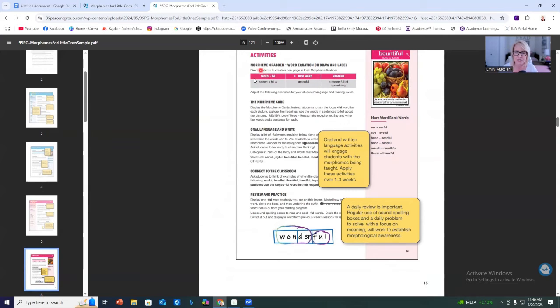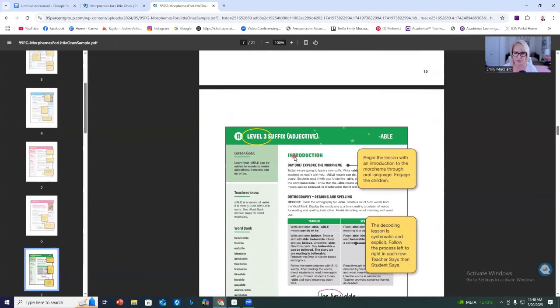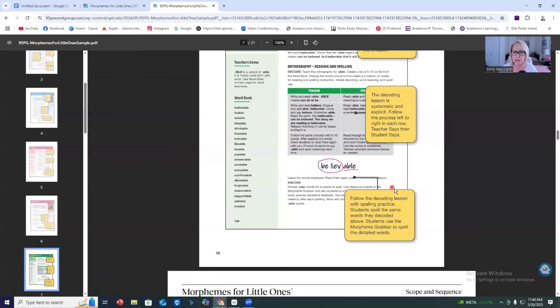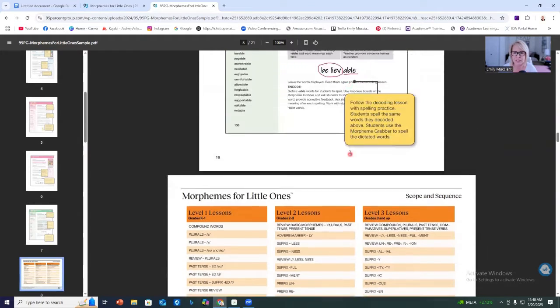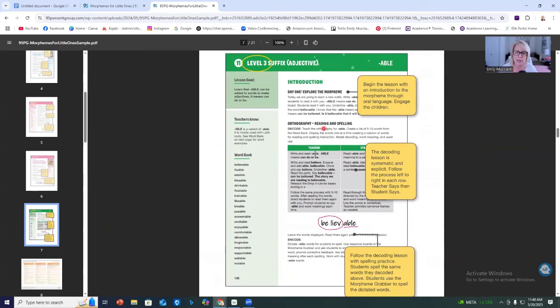And you can see here, here's that morpheme grabber inside of the teacher's edition. And then there's also a part, and I'm looking for it, where there is a dictation component to this, and there are a number of different sentence starters or sentence frames to make sure that students are using these words in the right grammatical structure for their writing and reading.